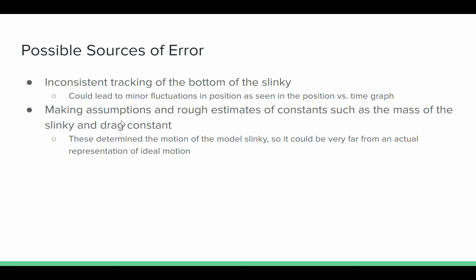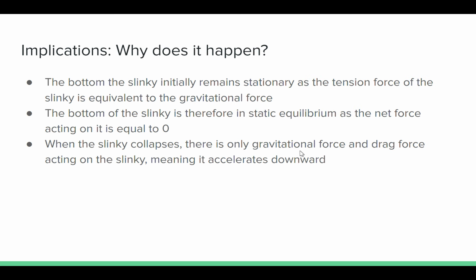Additionally, making assumptions and rough estimates of constants, such as the mass of the slinky, the drag constant, and the length of the height. These determine the motion and the resulting position of the model slinky, so it could actually be very far from an actual representation of ideal motion, as most of these constants were determined from guessing and checking to match the computational model with the actual model.